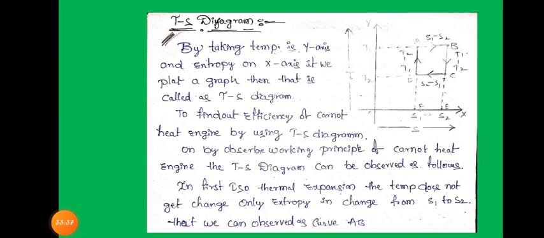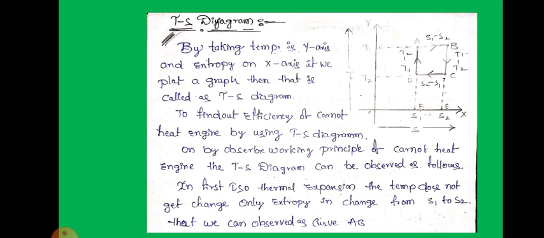So I will go into next topic, TS diagram. So you can see the diagram. By taking temperature on the y-axis and entropy on the x-axis, if we plot a graph, then that is called a TS diagram. So very important one. Next heading, to find out efficiency of Carnot heat engine by using TS diagram.